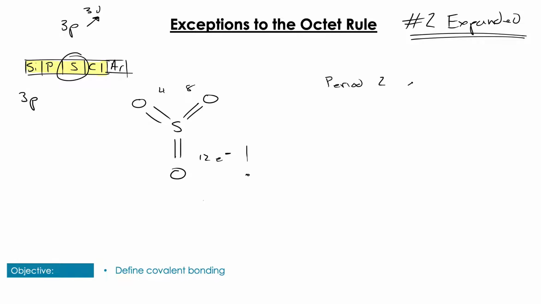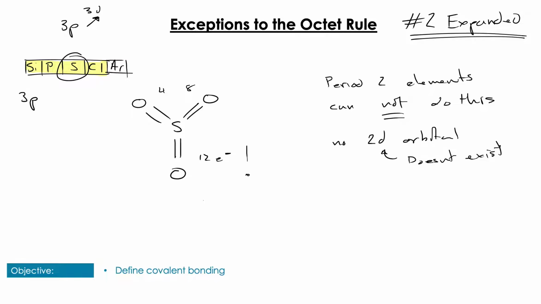Now, the period 2 elements cannot do this because they don't have that 3d orbital, and there's no such thing as the 2d orbital, just above for them to put those extra electrons in.